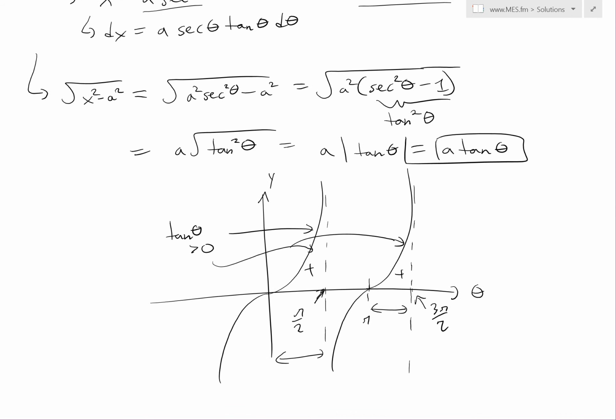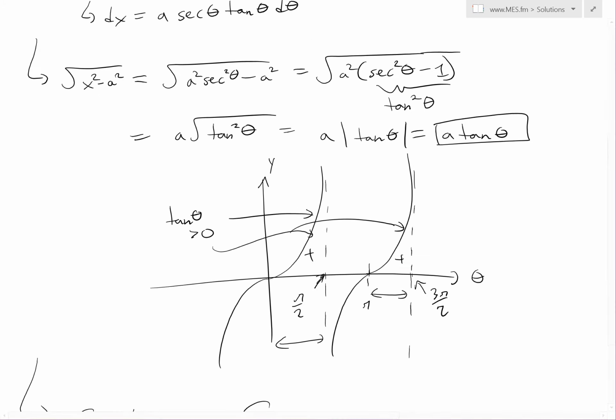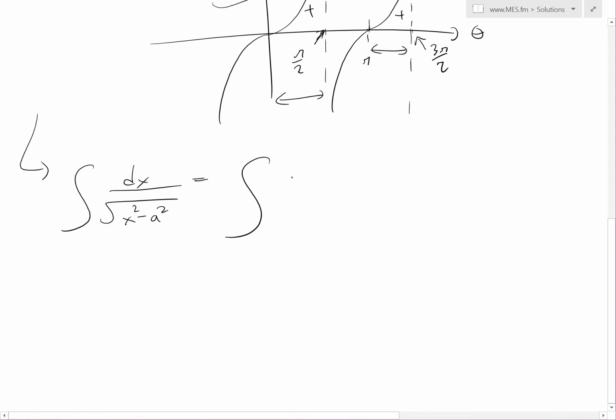So what we could do now is apply this all together. So we have the integral of dx over the square root of x squared minus a squared, this equals, well, the dx is going to change to this, so that's just going to be a secant theta tan theta and then d theta.